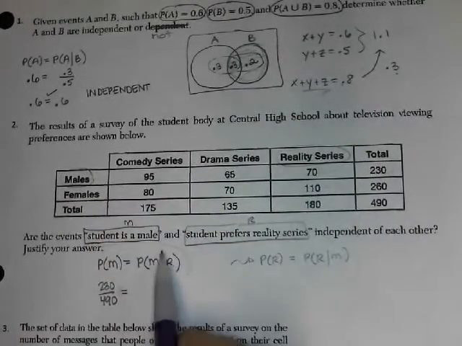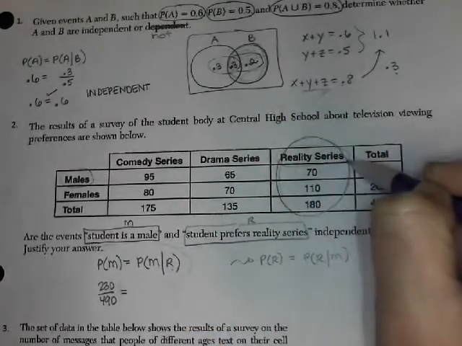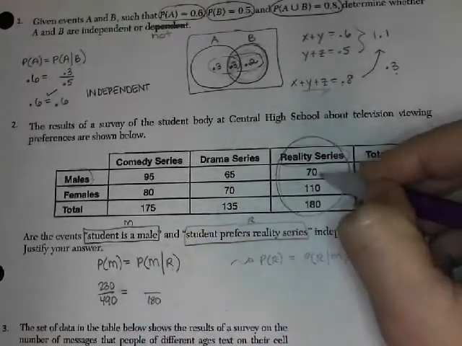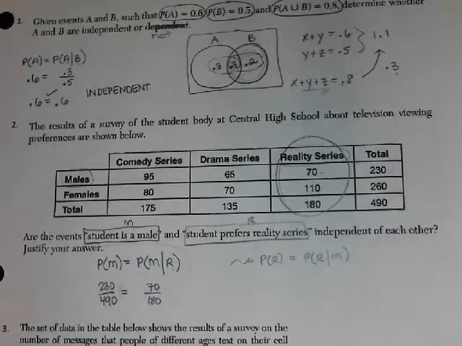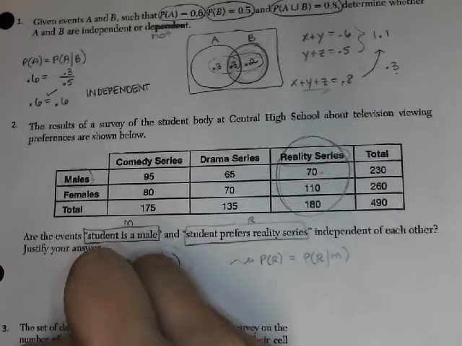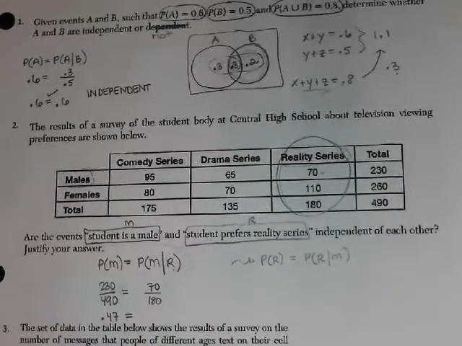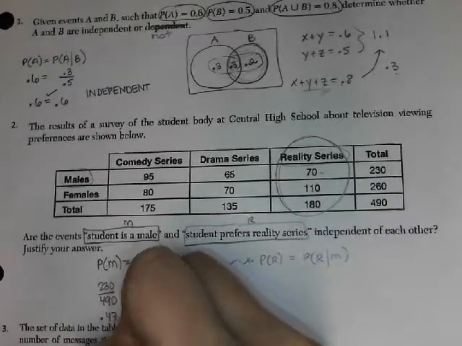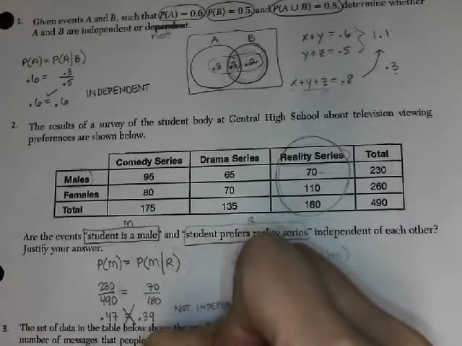And your probability of being a male given your restriction of a reality series. So out of all your reality series, out of that 180, how many of those are males? 70. So when I compute these two probabilities, 230 divided by 490, I get 0.47, and I'm checking whether or not it equals 70 divided by 180, which gives me 0.39, and they are not equal, so these are not independent.